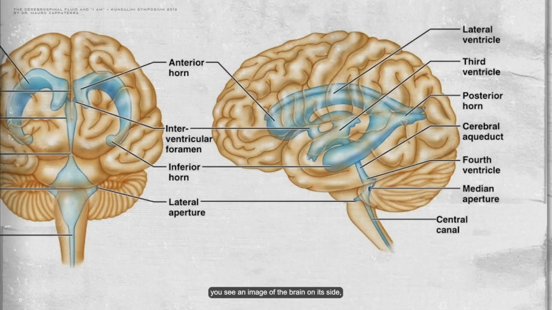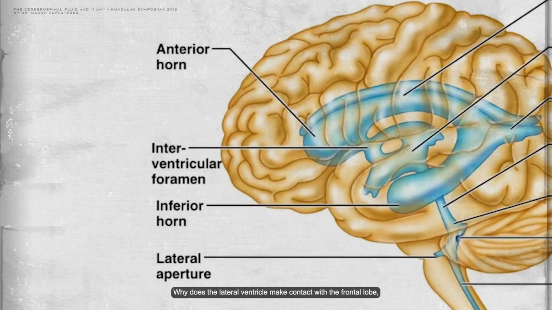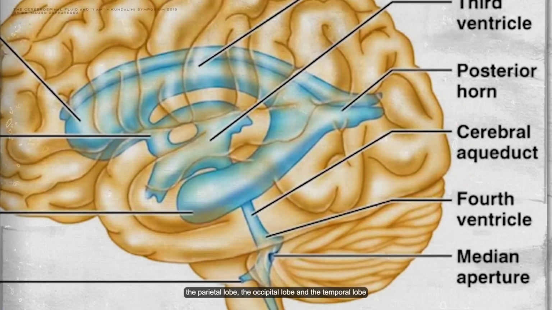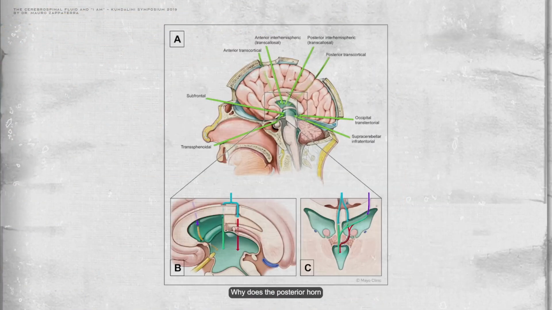On the right, you see an image of the brain on its side, as if it's looking to the left. Those are the ventricles as they appear inside the brain. Why do the ventricles of the brain form the way they do? Why does the lateral ventricle make contact with the frontal lobe, the parietal lobe, the occipital lobe, and the temporal lobe of the brain? Why does the posterior horn of the lateral ventricle need to send a projection to contact the visual areas of the brain?